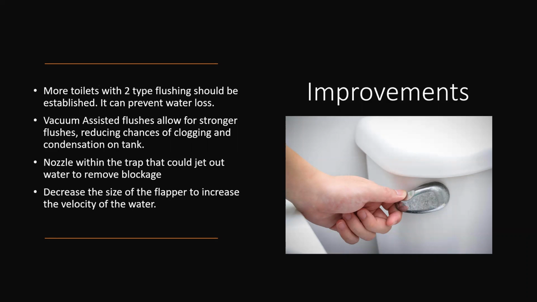Another type is vacuum assisted flushes, which allows them to be stronger. It reduces the chance that the toilet gets clogged and that there's less condensation on the tank. We can also add a nozzle within the trap that could jet out some water to remove any blockage that could be left over. The last thing we could do is decrease the size of the flapper, which would increase the velocity of the water.